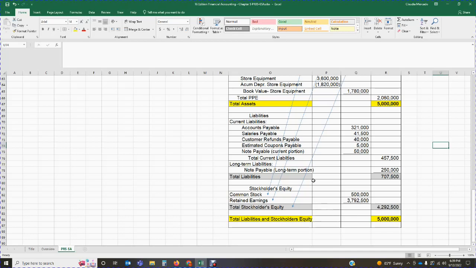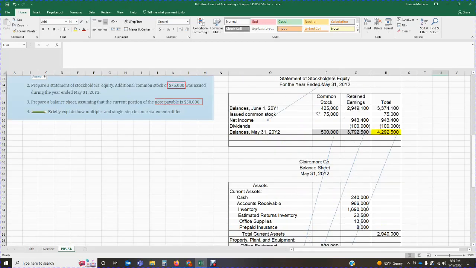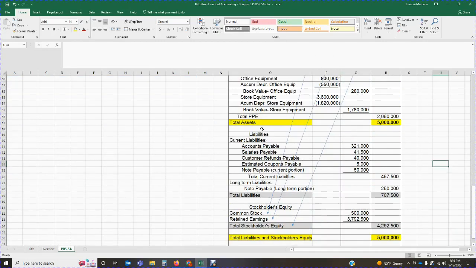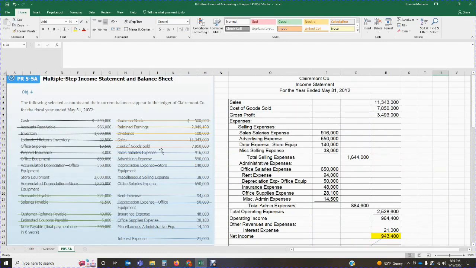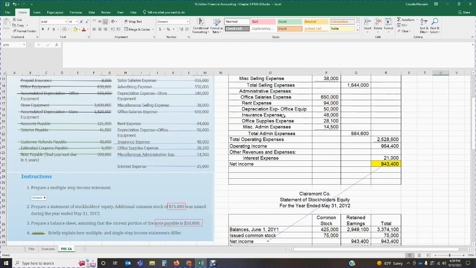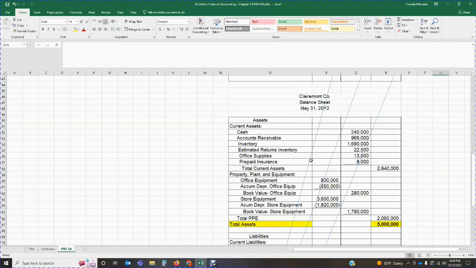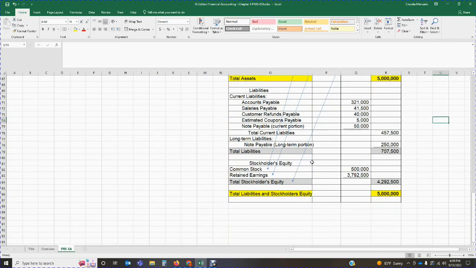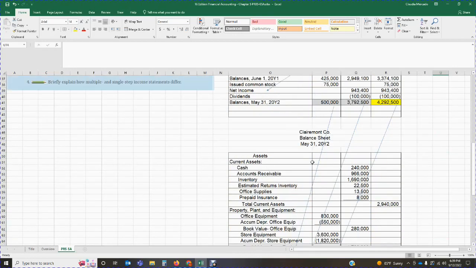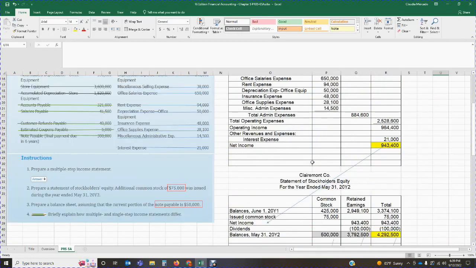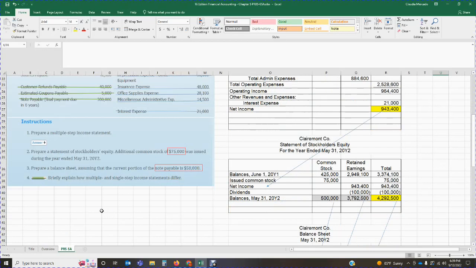Just remember your stockholders' equity section is coming from your statement of stockholders' equity that you just prepared. Everything else comes from the data provided. All you have to basically do is plug it in either on the income statement if it's a revenue or an expense, or on your balance sheet if it's an asset, liability, or stockholders' equity. So that is basically the three financial statements that we have to prepare. Those are requirements 1, 2, and 3.